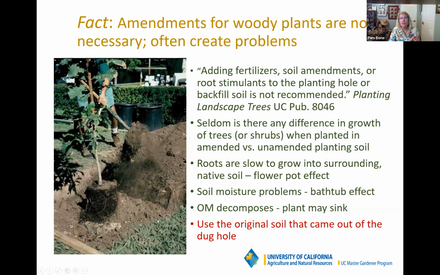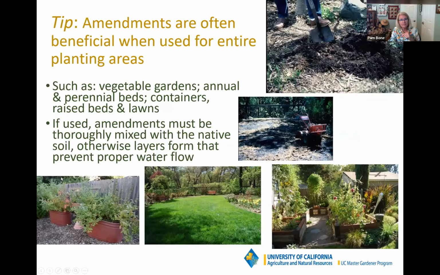If those roots, which I already told you go out 20, 30, 40, 50 feet from a tree, can't grow in a little 3-foot area, they're not going to grow out. They have to be able to grow out into the surrounding soil. So use the original soil that came out of the hole.